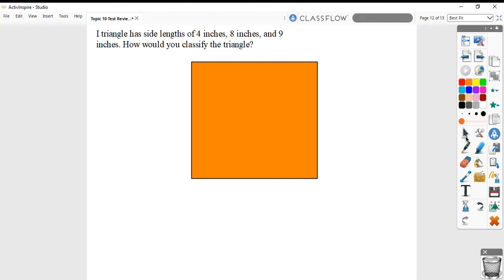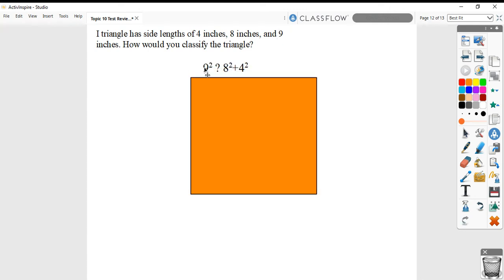So what we have to figure out is which of these sides is a, b, and c. And that's pretty easy to do. Your largest side is always going to be c. So we're going to compare c squared to a squared plus b squared and figure out what goes in the place of that question mark right there.